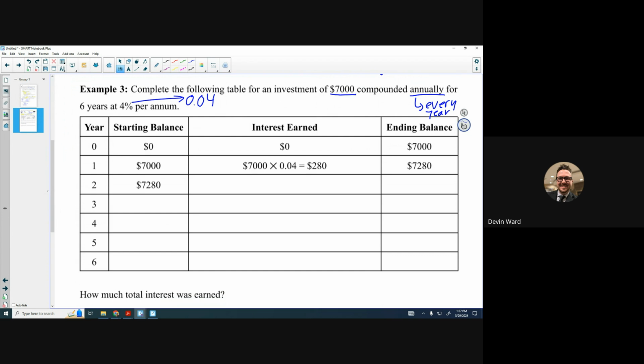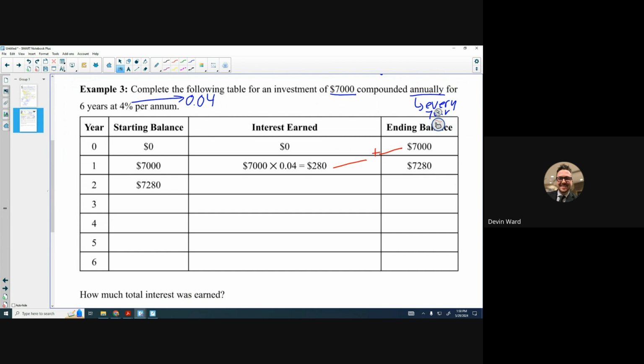So I invested December 31st, 2024, at the end of this year, so I'll have $7,000. So to start 2025, I would have $7,000 at the beginning of the year. Now, over the year, it's going to make 4% interest. So I'm going to multiply 7,000 times 0.04, which is $280. And then, like we kind of did yesterday, I'm going to add this to $7,000. So we got $7,280.